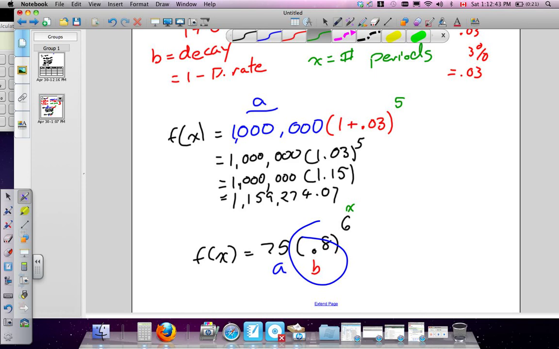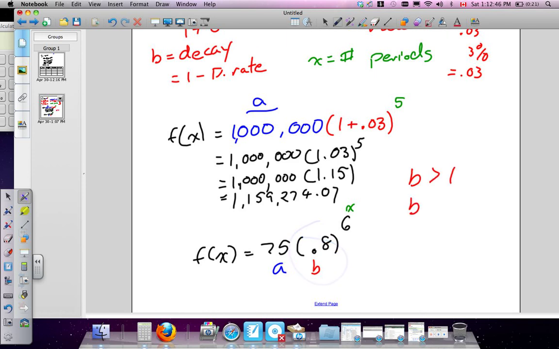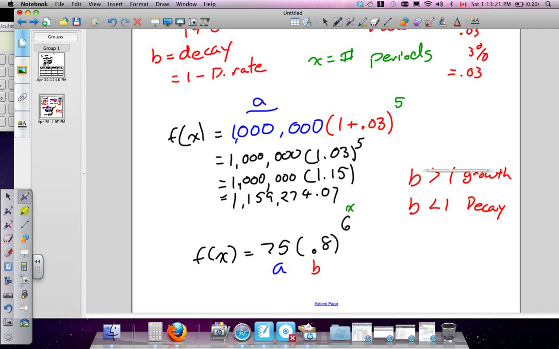To tell if it is growth or decay, is B greater than 1 or less than 1? In this case, it's less than 1. So if B is less than 1, we're talking about decay, because your initial value is going to end up lower. If it's greater than 1, you're talking about growth, because your growth rate is always added to 1, and your decay rate is always subtracted from 1. If it is 1, it's not going to change, no matter how many periods, because 1 to the exponent of anything is still 1. So your initial value will stay the same. Does that make sense?